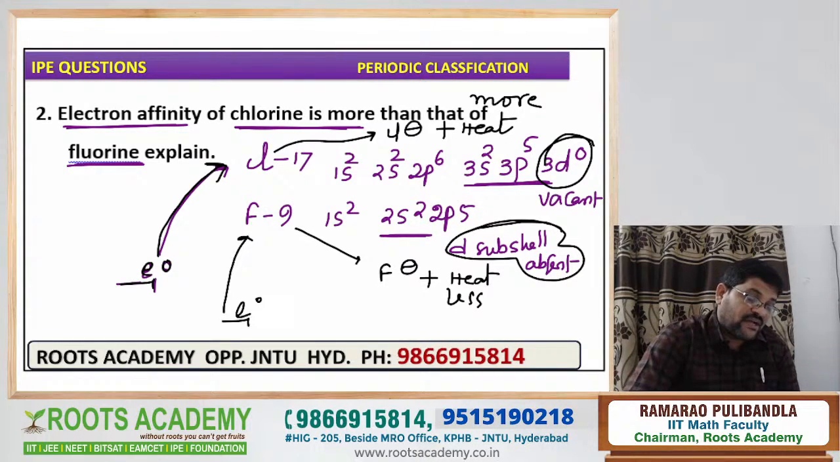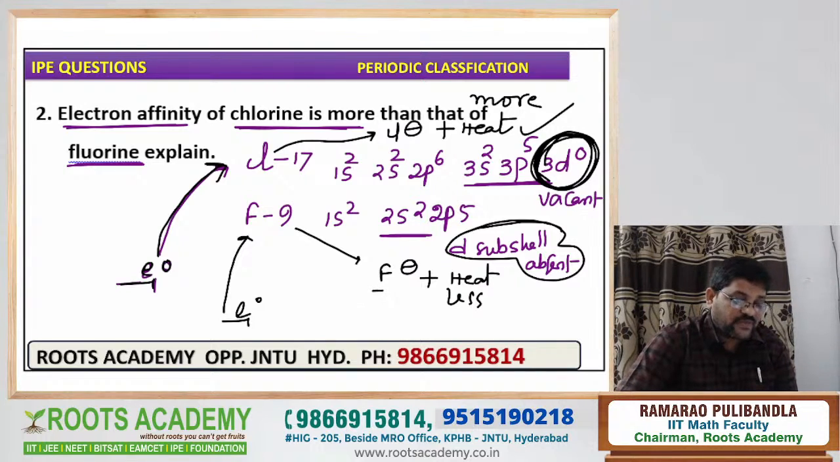Because of the vacant 3D subshell in the chlorine atom of atomic number 17, when an electron is added, more heat is liberated. Here the 3D subshell is absent in the fluorine. Electron is added, forms F minus, but less heat is liberated. This is the simple explanation regarding electron affinity.